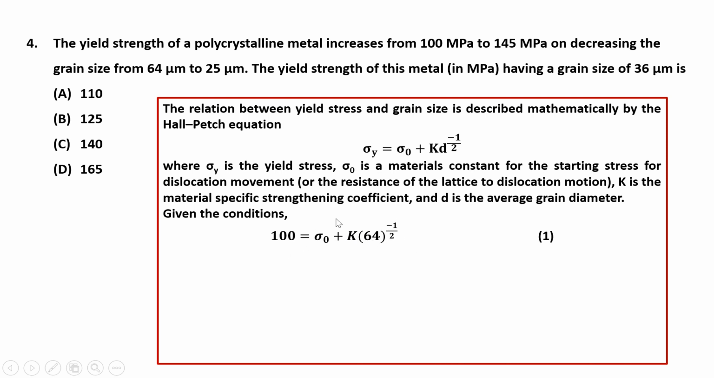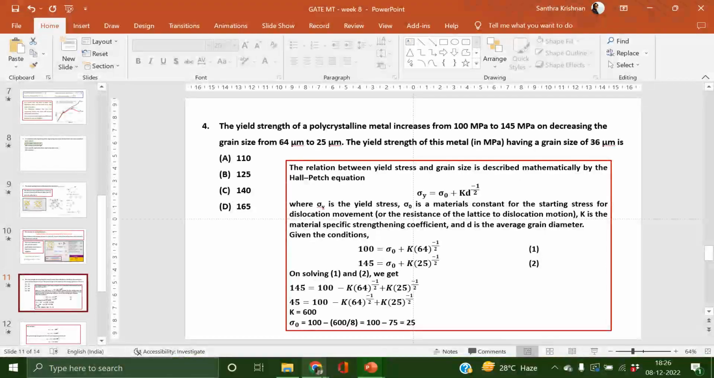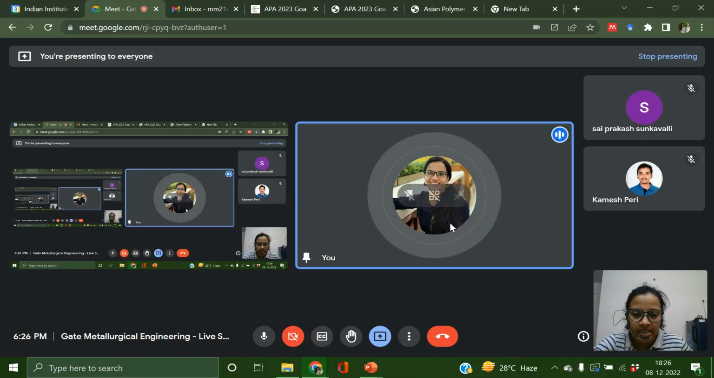Then the second equation, similarly, we can write 145 is equal to sigma 0 plus k, 25 power minus 1 by 2. On solving these two equations, we will get the values of sigma 0 and k. So can you please solve this equation and tell me the values of k and sigma 0?